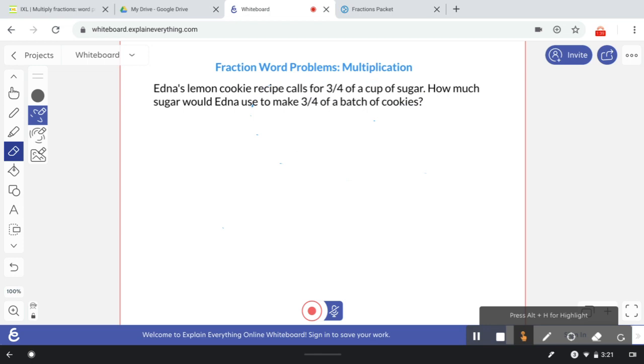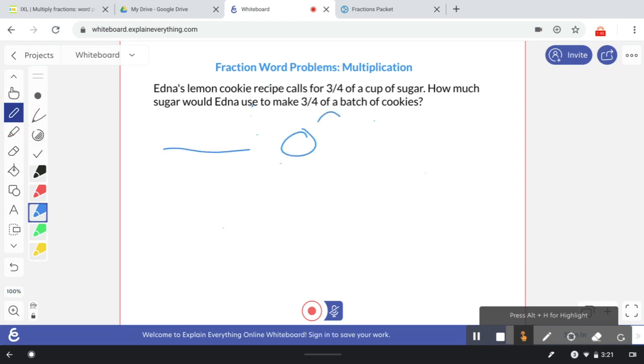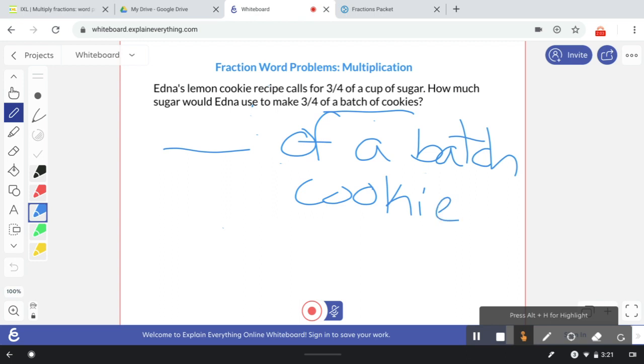So going back to keywords, if I have "blank of," in this particular case, a batch of cookies. So "blank of something." It's usually of your units or of the thing that you're really talking about. So in this case, it's of a batch of cookies. So if I'm taking a fraction, I'm just going to make up a fraction here, 1/4 of a batch of cookies. I'm taking a part of it.